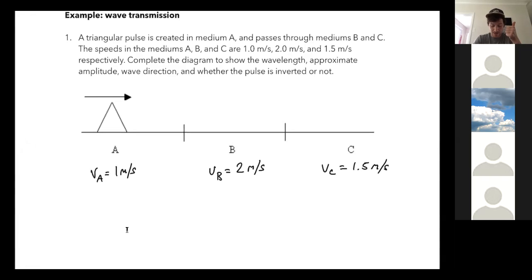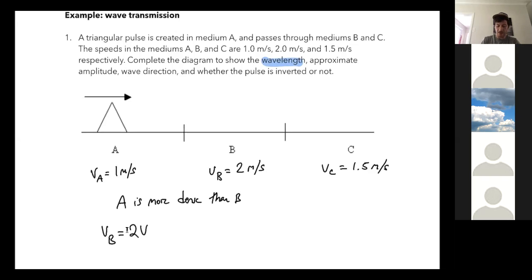So right away, since the wave is traveling faster in B, that's telling me that that is a less dense medium because the wave is going much faster, okay? We want to complete the diagram, we want to figure out what the wavelength is, approximate amplitude and wave direction, and if it's inverted or not, okay? So this right here says that A is more dense than B, okay? More dense than B.